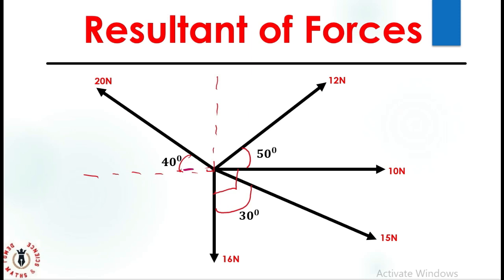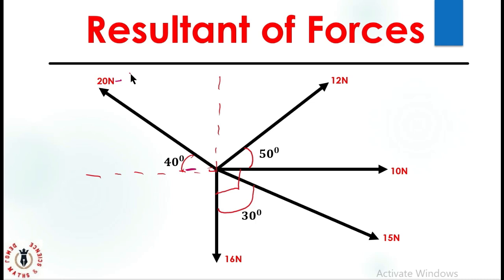The first thing I want us to do is to label the forces. I'll call this F1, this F2, F3, F4, and F5. The next thing we'll be doing is finding the X and the Y components of these forces, then we'll sum them up together. We'll pick the X components and sum them together, and pick the Y components and sum them together.